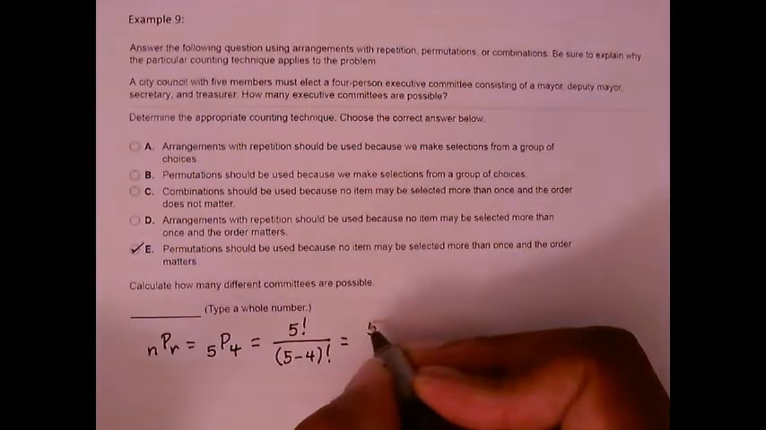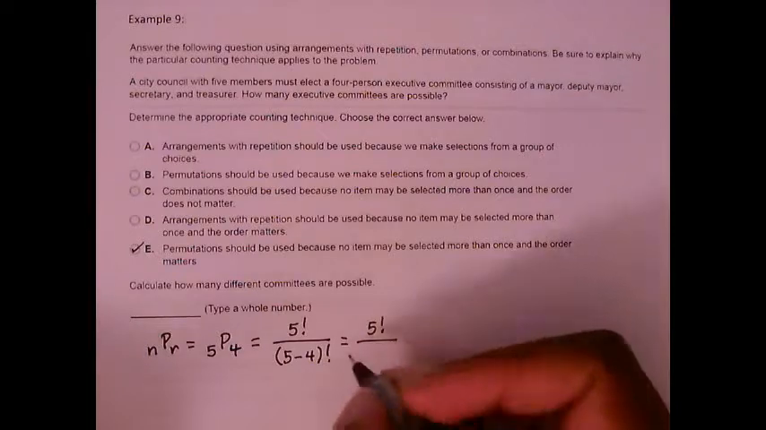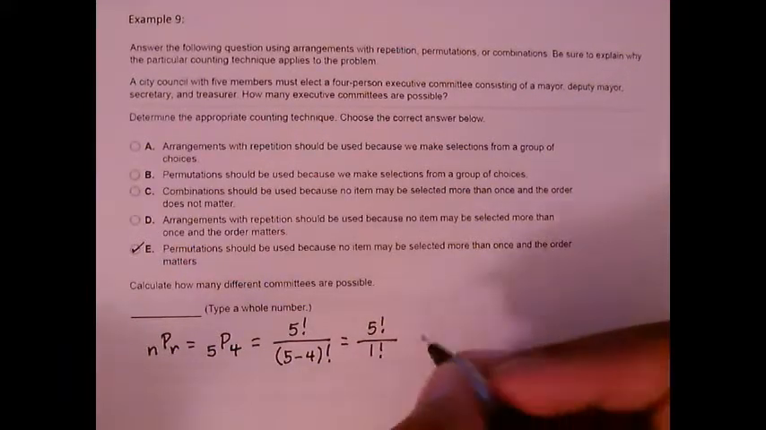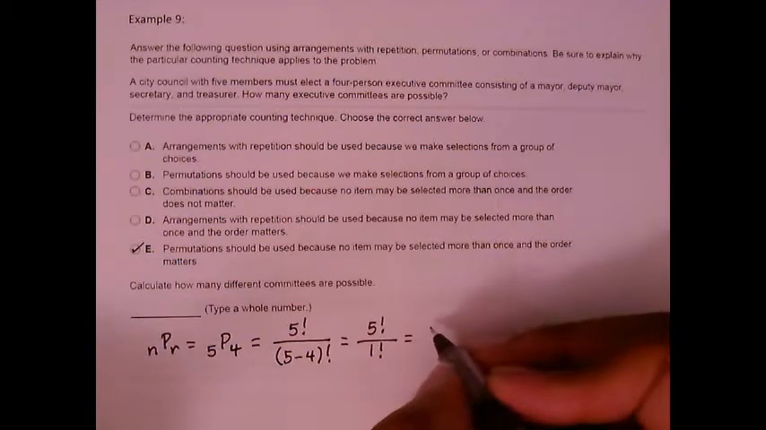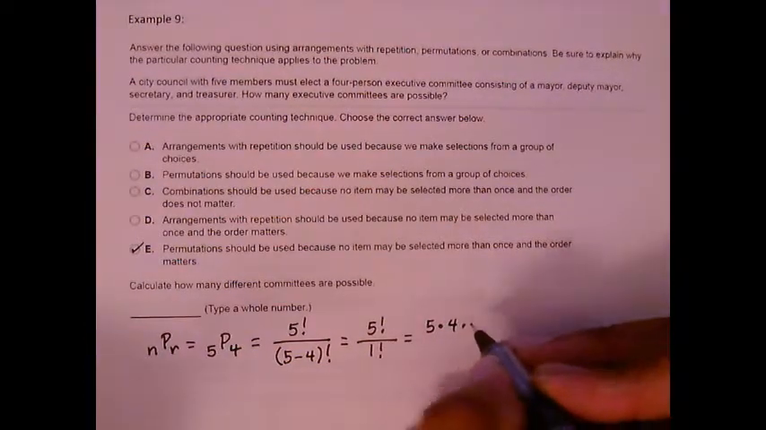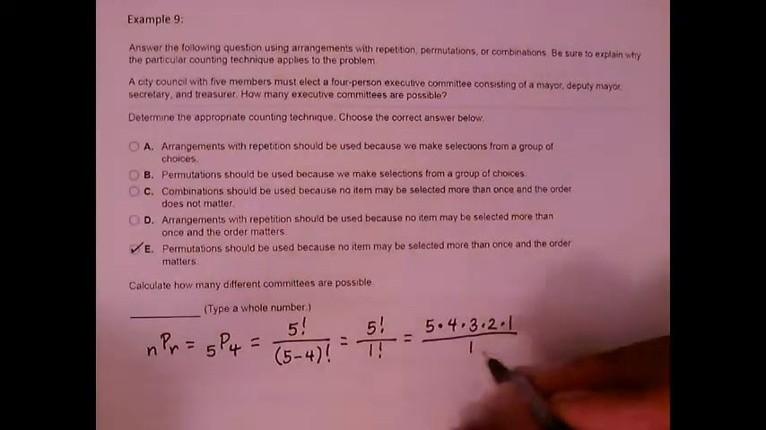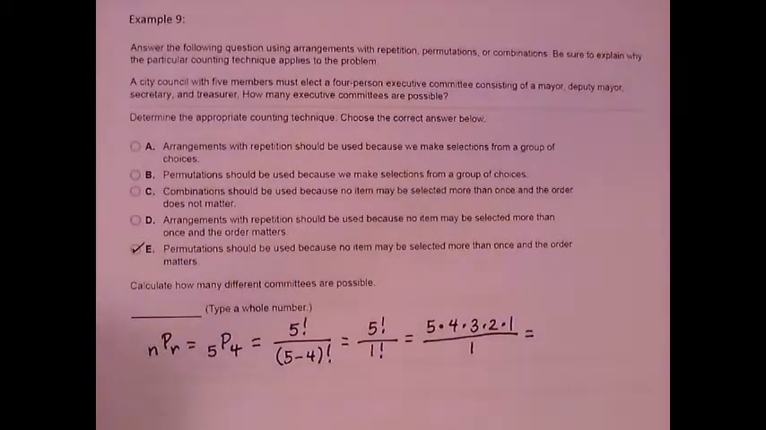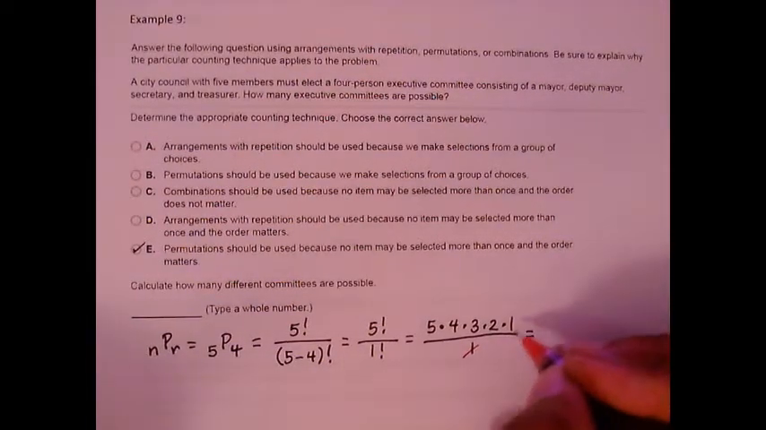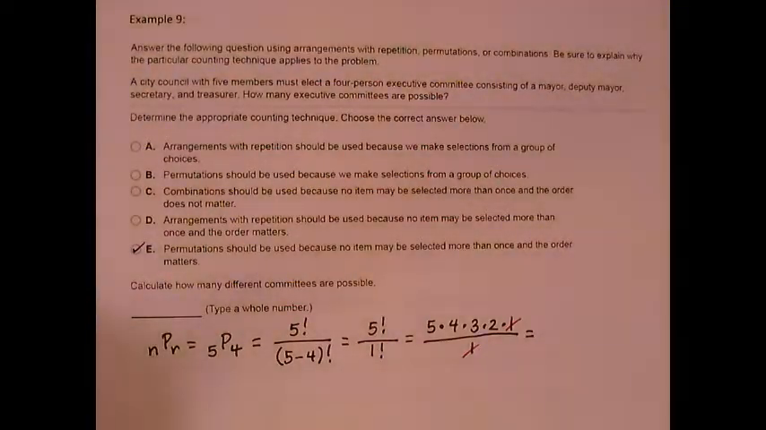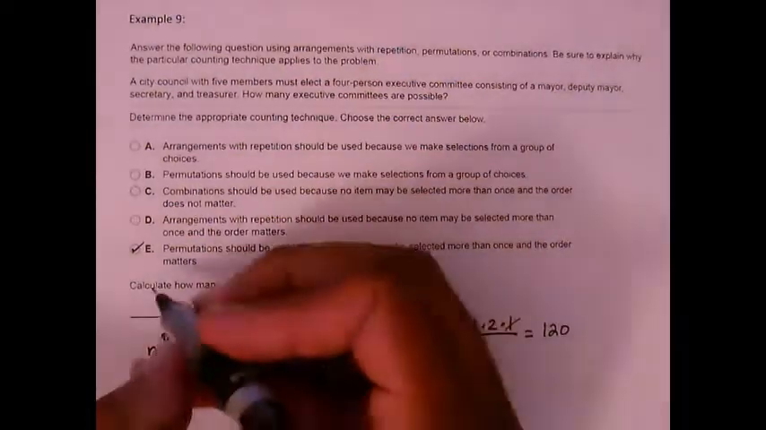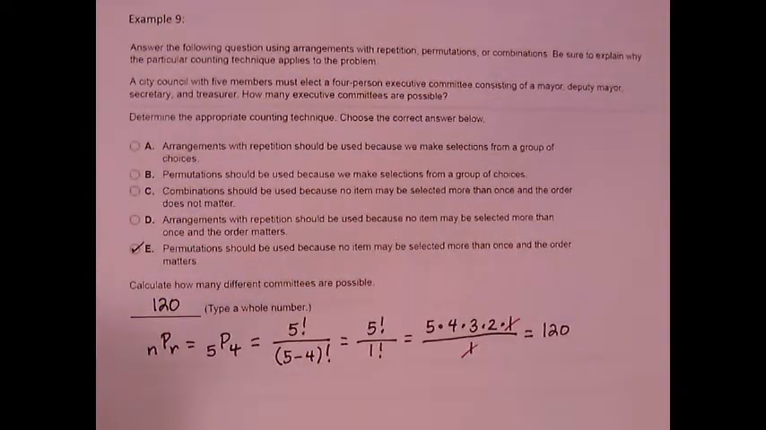Okay, bring over the 5 factorial. That's going to be divided by 5 minus 4, which will be 1. So I got 1 factorial. Now I'm going to expand the 5 factorial as 5 times 4 times 3 times 2 times 1. And 1 factorial is just simply going to be 1. And of course, not that it matters, the 1 divides out. You'll have 5 times 4 times 3 times 2, which will end up being 120. So in this case here, you're going to have 120 different committees that are possible.